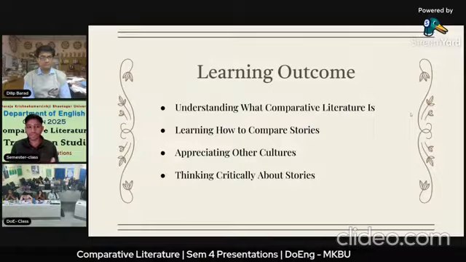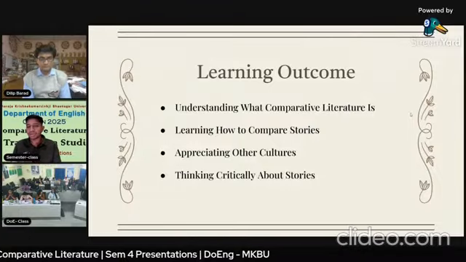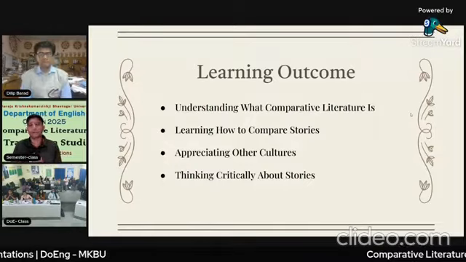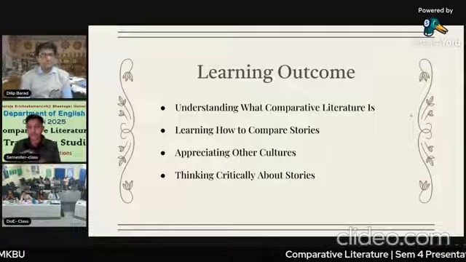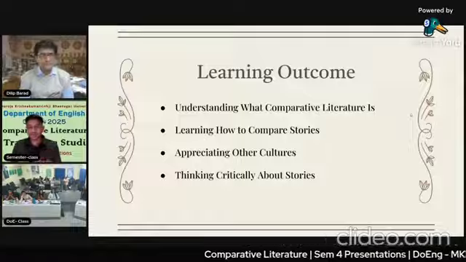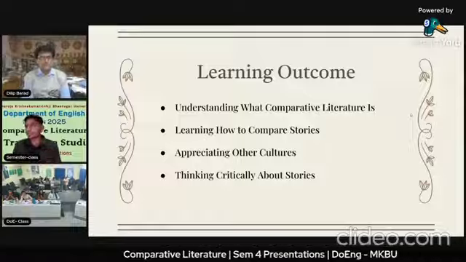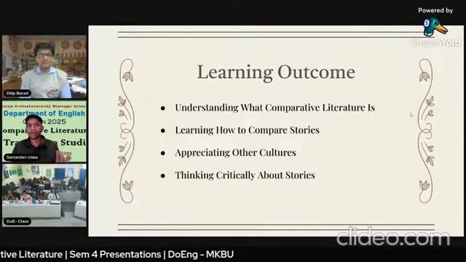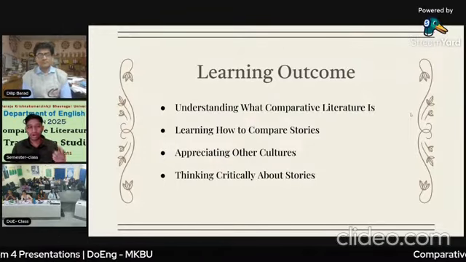My learning outcomes from this article: understanding what comparative literature is. From this article, I got an idea about what comparative literature is and how complex it is. Learning how to compare a story: comparative literature is not just about comparing two texts or two works. It is also connected with historical background, cultural elements, and society and politics.